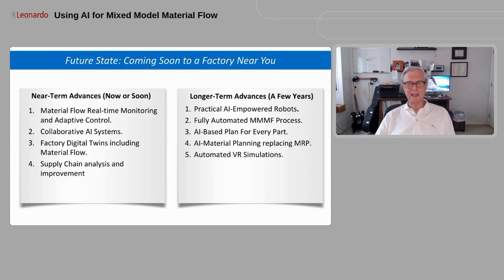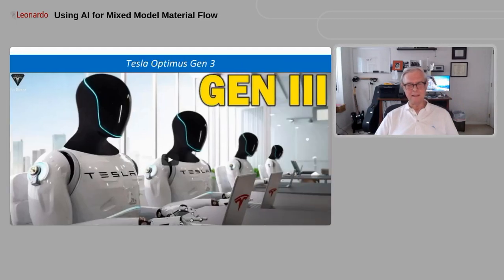So practical AI-empowered robots. Now, instead of just information on a screen, we're talking about a humanoid actually doing work, doing things. Again, it's been a vision for a long time. Now, where are we with that? Well, I'm not exactly sure, but Tesla just announced, I don't know if it's available yet, the Gen 3, so third generation. They had Gen 2 announced in December, so it's not that long ago.